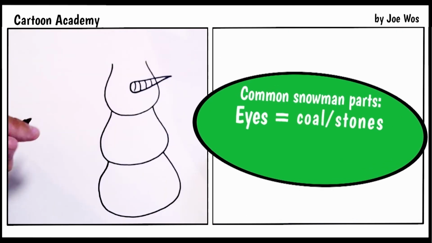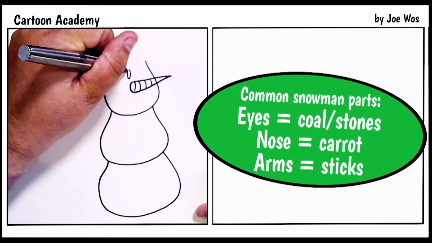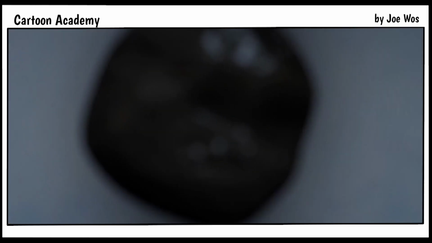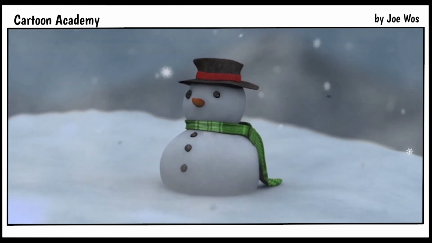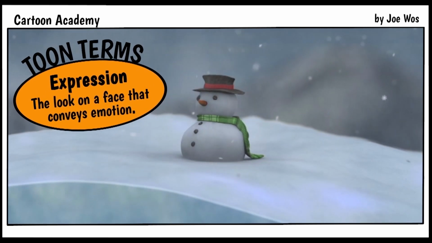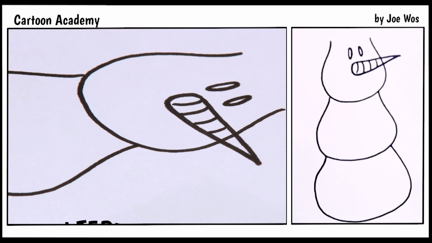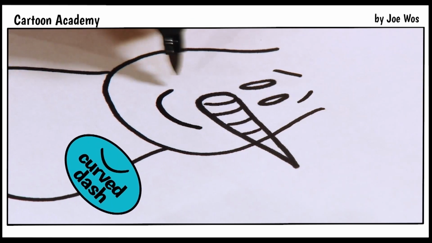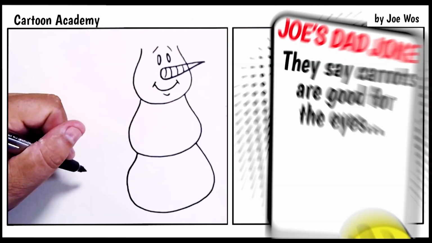Now we're going to finish the rest of the face. We're going to add the eyes, 2 eyes made out of coal. 1, 2. Now for my favorite part, we're going to add a little bit of expression on the face. Expression is one way we can show emotion, how a character feels. And this is a very happy snowman. So we're going to add dash, dash, dash, dash, dash, dash. That's called dashing through the snow.